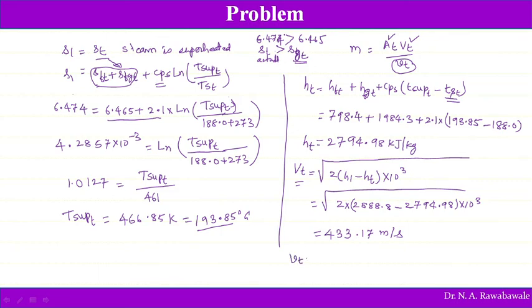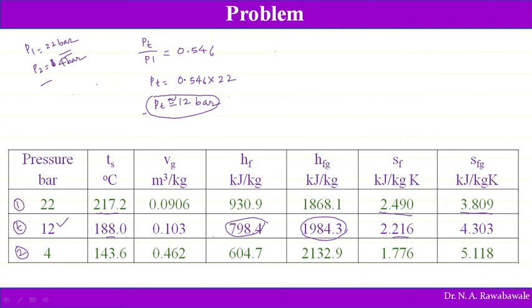So the specific volume of steam at throat, vt, is given by Vgt into T sup at throat divided by the saturation temperature at throat. Vgt, the specific volume of dry saturated steam at throat, can be obtained from the steam table. Okay. So the specific volume of dry saturated steam at throat pressure is 1.03.